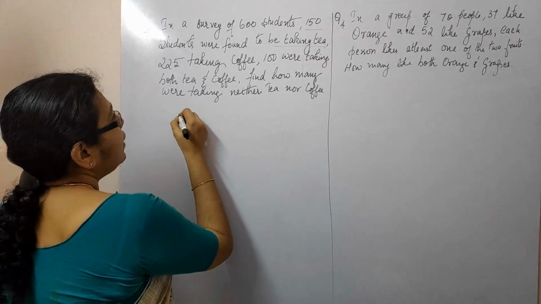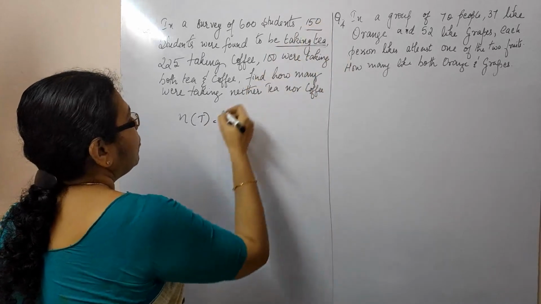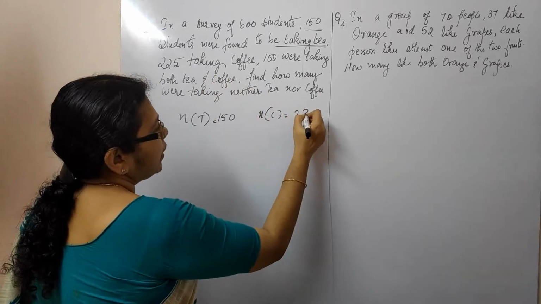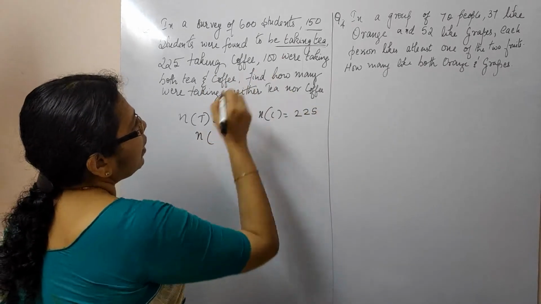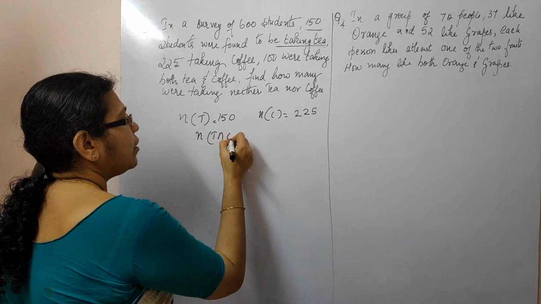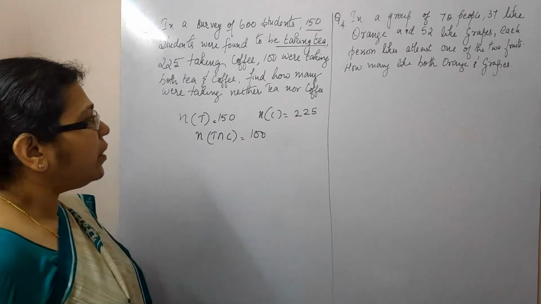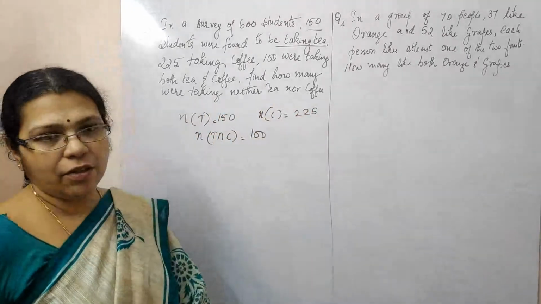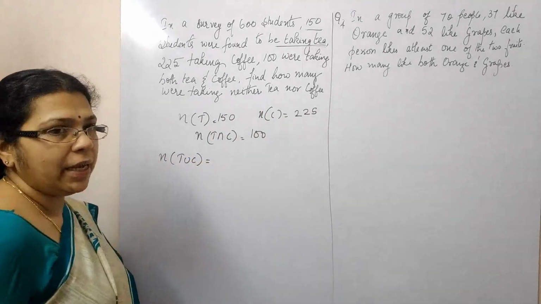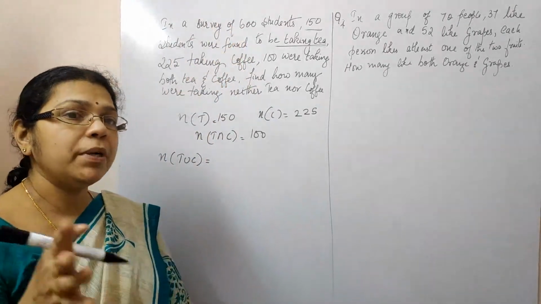So now N of T is what? T is 150. N of T is 150. N of C is what? 225. What about 100? 100 were taking both tea and coffee. That is tea and coffee. T intersection C was 100. Now, in order to find how many were taking neither tea nor coffee, I will find the total number of people who are taking coffee or tea, and I will deduct this value from 600 to give the number of people not taking tea and coffee.